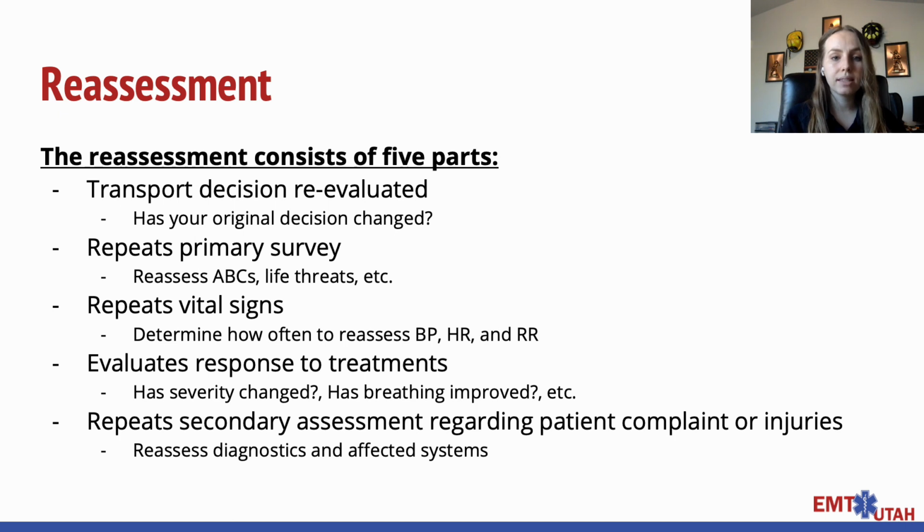And then we're going to repeat the secondary assessment, go over any of those diagnostics again that we maybe did at the beginning that we might need to recheck and just make sure that those systems are still on their way up instead of getting worse.